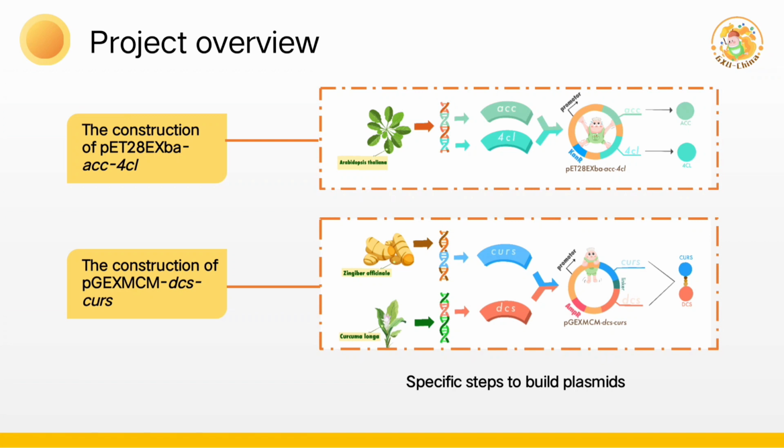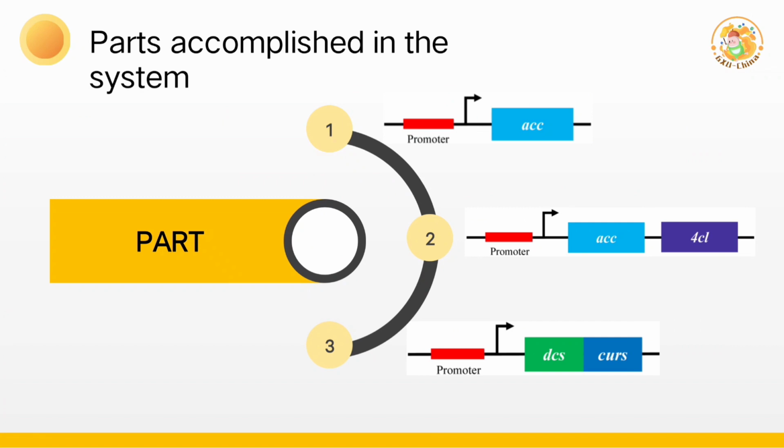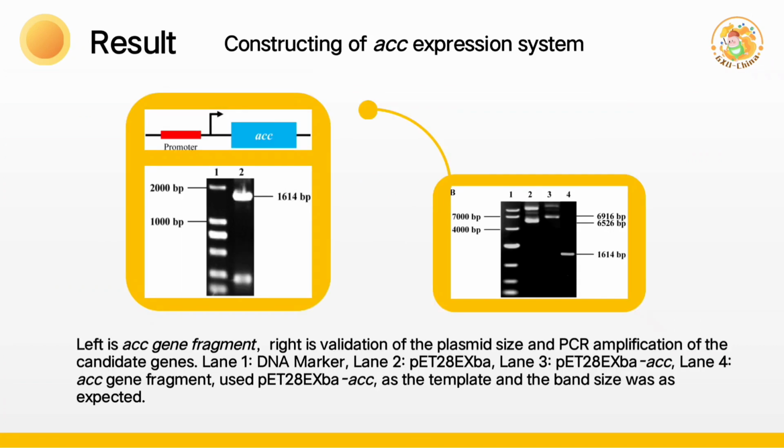In the same way, we cloned DCS genes from turmeric and CURS from fresh ginger, and then fuse the 2 genes to construct a pGEX MCM, DCS, CURS plasmid. We design 3 parts as our core engineering work. Next is a summary of the experimental result.